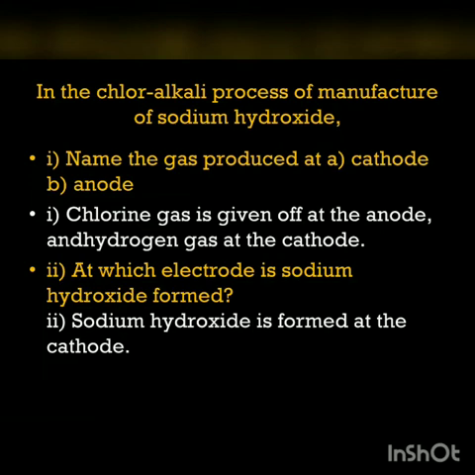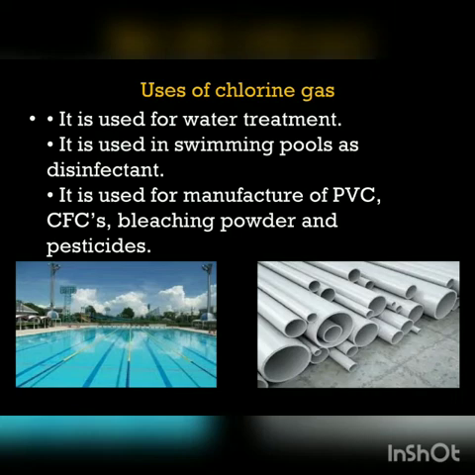At which electrode is sodium hydroxide formed? Sodium hydroxide is formed at cathode. Uses of chlorine gas. It is used for water treatment. It is used in swimming pools as disinfectant. It is used for manufacture of PVC, CFCs, bleaching powder and pesticides.